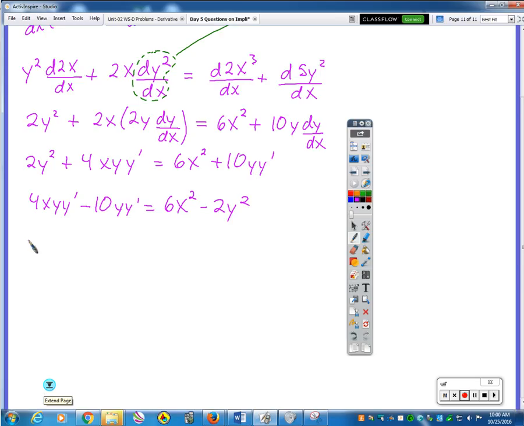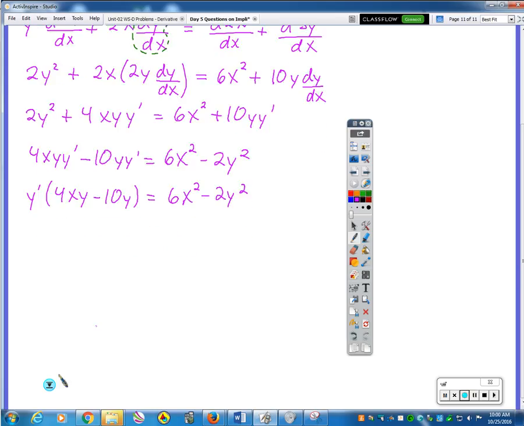Awesome. Factor out the y prime. Fine. This is not the answer that's on the back of the sheet, but I'll keep going if you need me to, otherwise we'll just figure you can go from there. Is that pretty good to there?